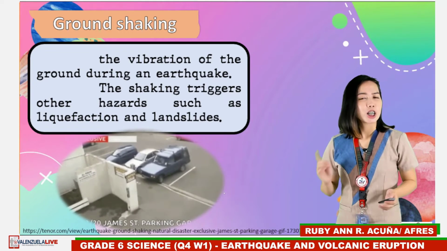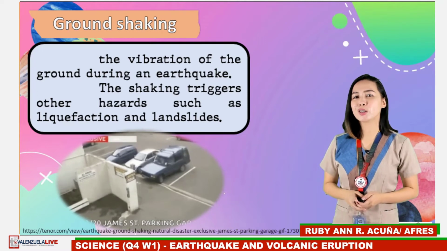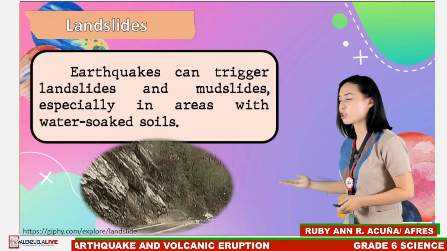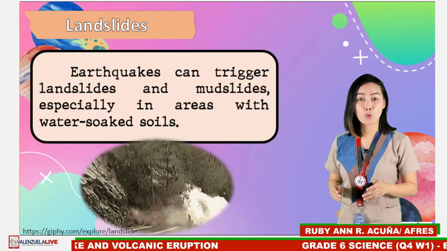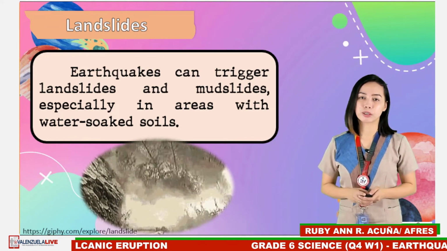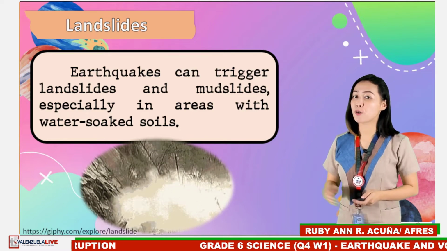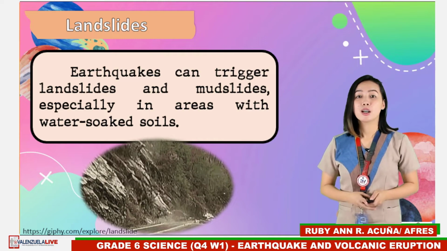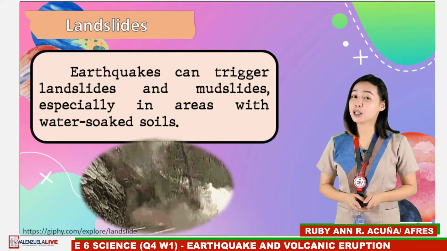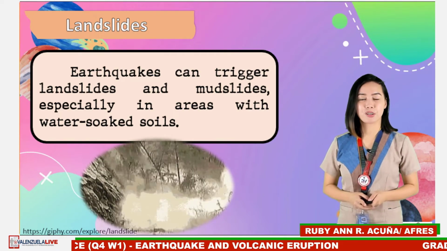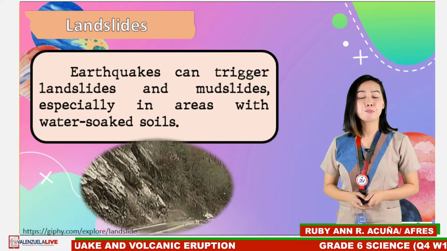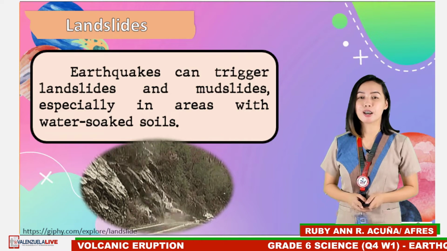Landslides. Earthquakes can trigger landslides and mudslides, especially in areas with water-soaked soils. Landslides may result in falling rocks and debris that collide with people, trees, animals, buildings, and vehicles. They also can block roads and disrupt utility lines.